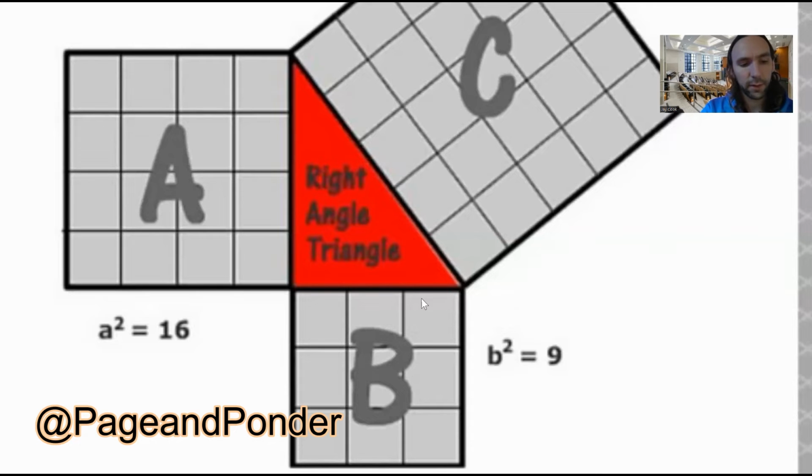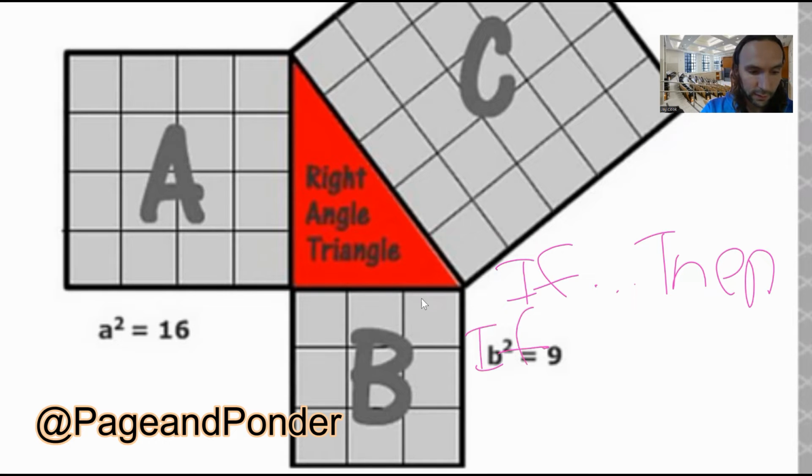At the beginning, we're putting: if the triangle is a right triangle, then the sum of the squares of the legs. And then we switch around and we say, if the sum of the squares of the legs is equal to the square of the hypotenuse, then it's a right triangle. So if-then, that's all we're switching.